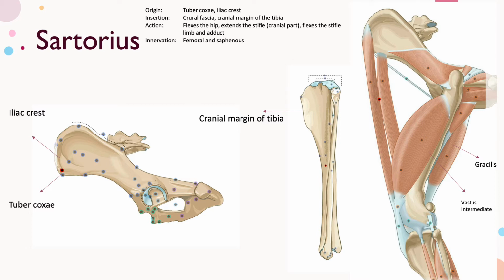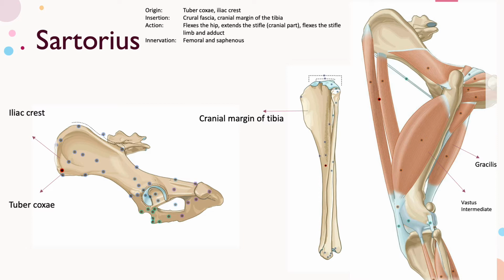So when we look at the lateral image of the pelvis here, you can see that the most cranial, sort of front part of the pelvis is the iliac crest on the wing of the ilium, and then the more ventral part is the tuber coxae, but it runs obviously a little bit round the front as well. And then it's inserting down onto the cranial margin of the tibia. So you'd find where your tibial tuberosity is and then come slightly back a bit further than that, and that would be where your cranial margin of your tibia is.